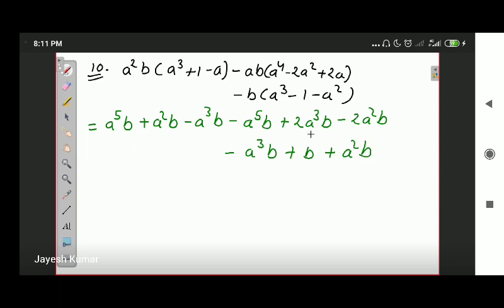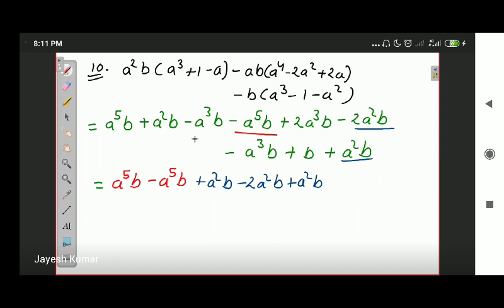Okay, now what we have to do, we have to group the like terms. So we have one a to the power 5b, we have another one minus a to the power 5b. After this we have a square b. Let me check whether there is another. This is one more a square b minus 2 a square b, and lastly plus a square b.